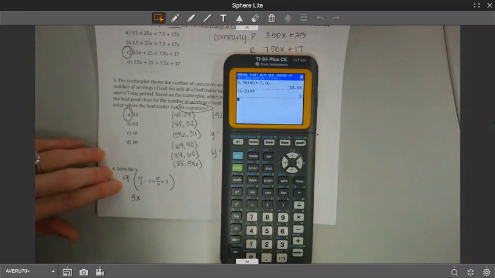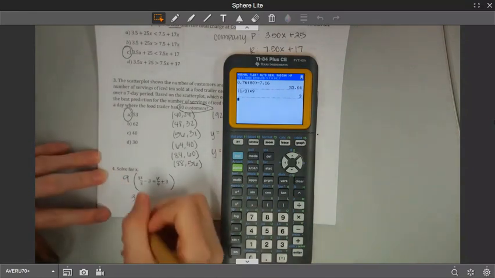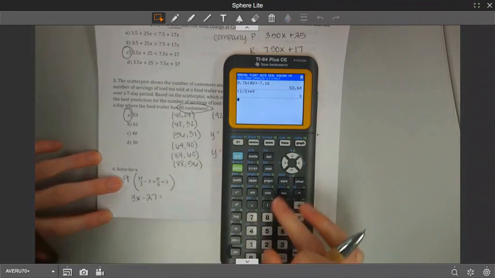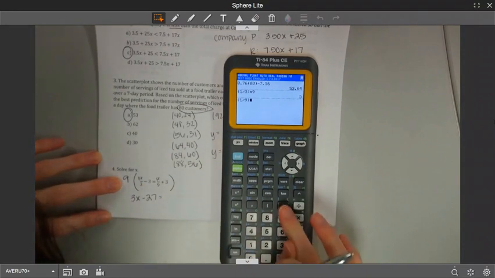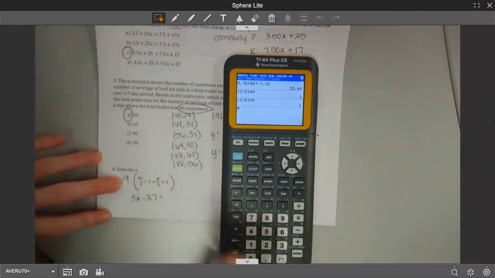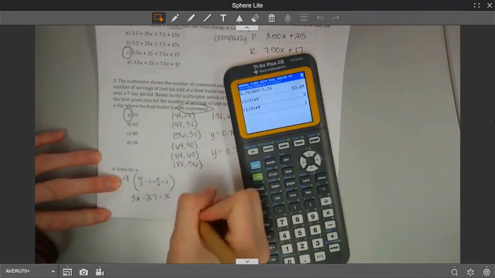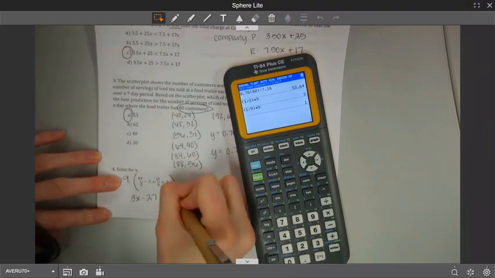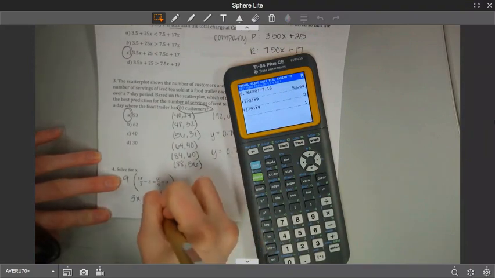We're multiplying everything times 9, so we have 9 times negative 3. That's negative 27. We have 9 times 1/9 x. So 1/9 times 9 is 1. So that's just x. And then 9 times positive 3 is going to be positive 27.